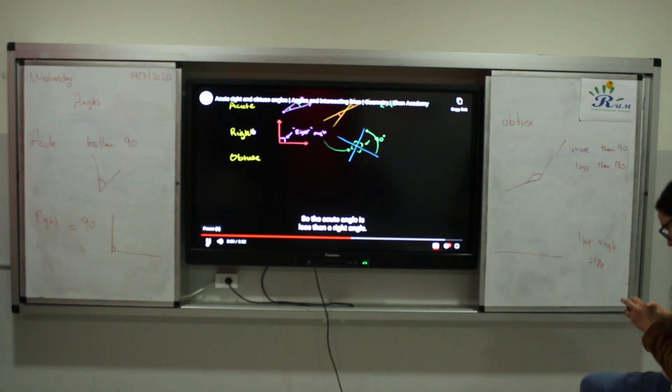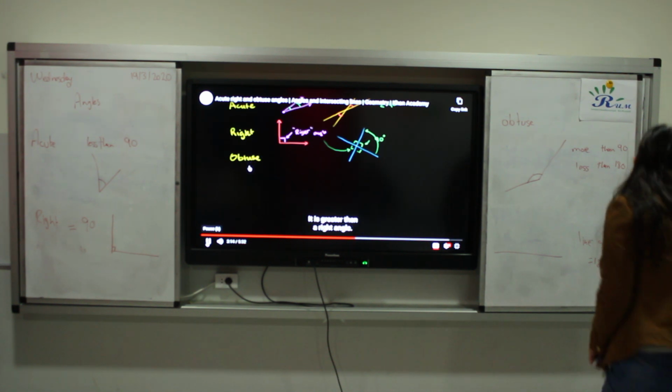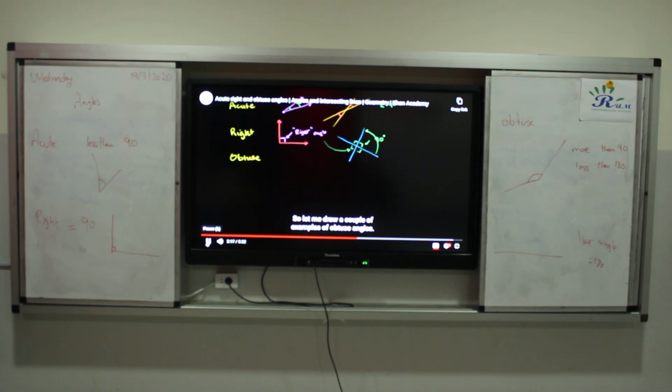So the acute angle is less than a right angle, and so you might imagine already what an obtuse angle is. It is greater than a right angle. So let me draw a couple of examples of obtuse angles. So an obtuse angle might look like that. If this was a right angle, this line over here would look something like that. It would be completely upright relative to this if this were the ground. But we don't see that. This orange ray over here is actually opened out wider. So it is obtuse.